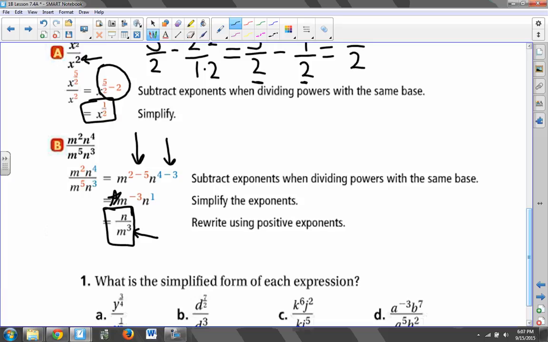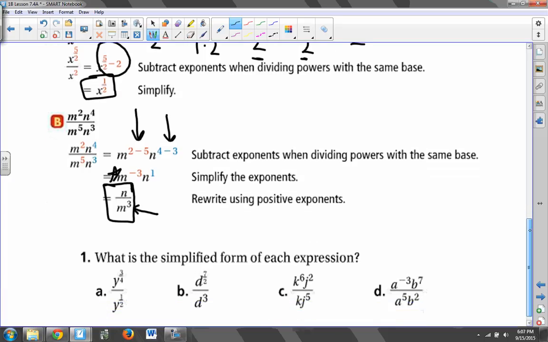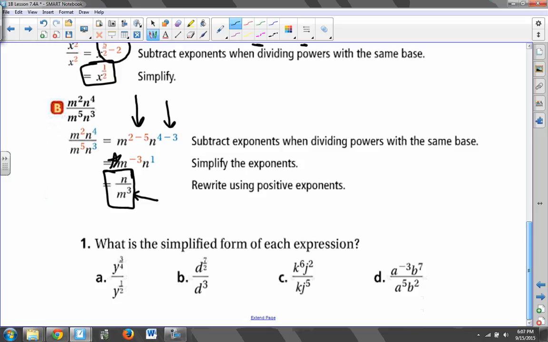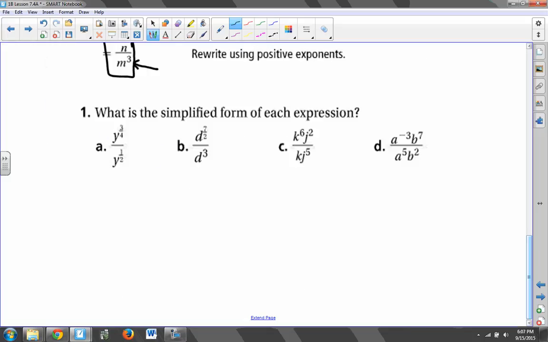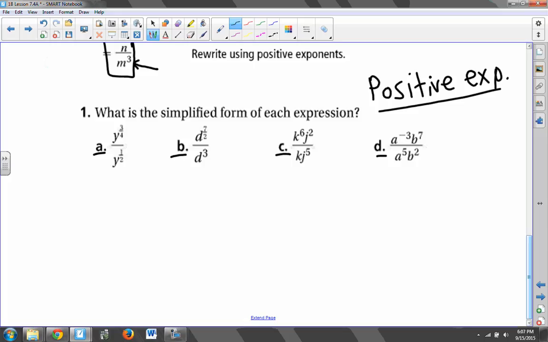Once you feel pretty good about those two examples and what I'm asking you to do there, I want you to take a look here at these 4 examples. Write me the simplified form of each expression. Remember, all positive exponents. All right, so look at A, B, C, and D, please.